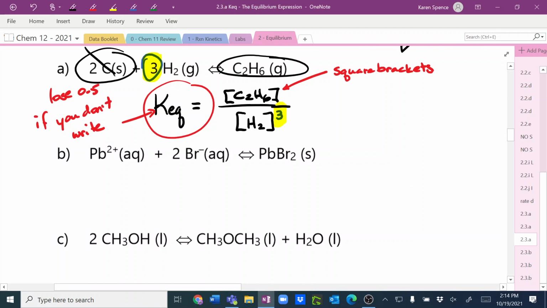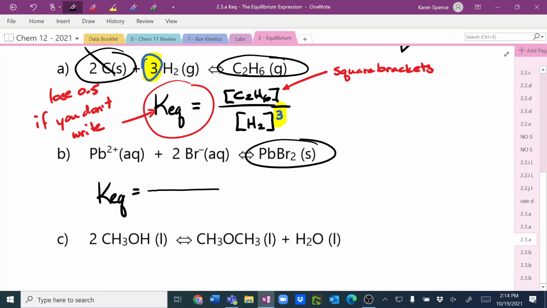Let's try our next one. What's the first thing we write? KEQ equals. Now, the product is a solid. So if I don't have anything in my products that I can actually write up there, what could I use as a placeholder for that? Just the number 1, okay? So use a 1.